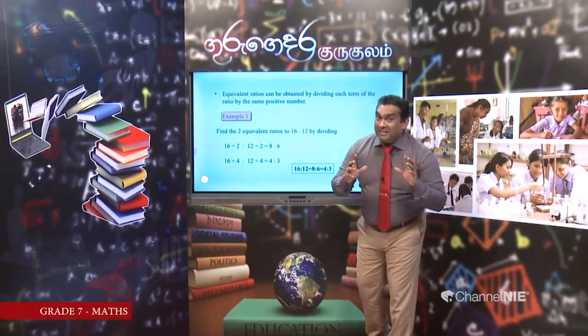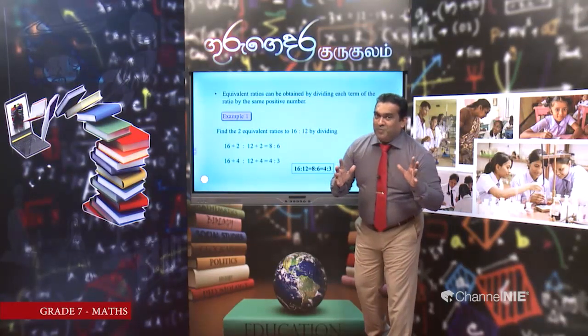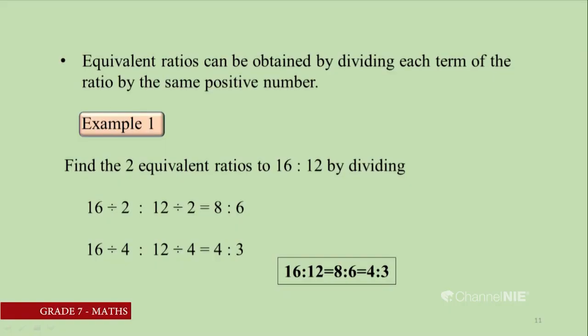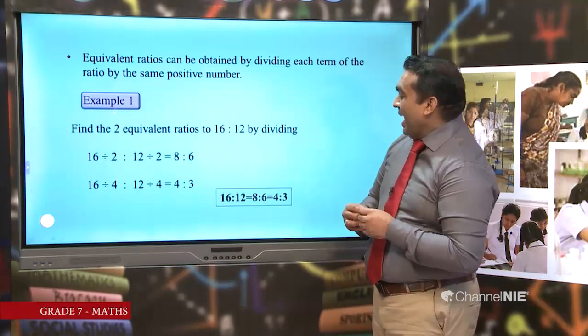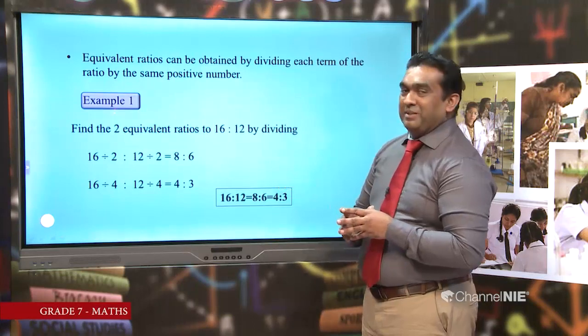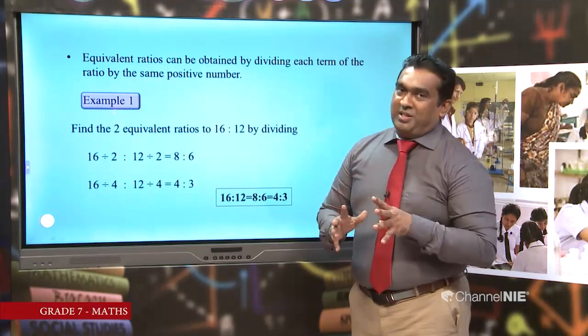Here we have selected, my students, 2. I divide 16 by 2 and 12 by 2. Now it is converted to 8 to 6. Then I selected 4: 16 over 4 is 4, 12 over 4 is 3. Now we converted the given ratio to 4 is to 3. Finally, the conclusion, what is that?